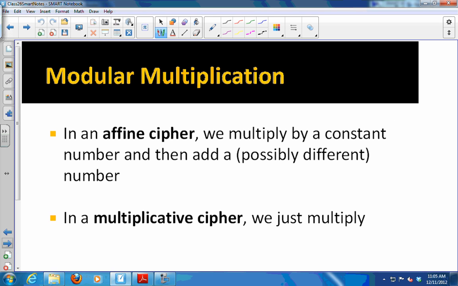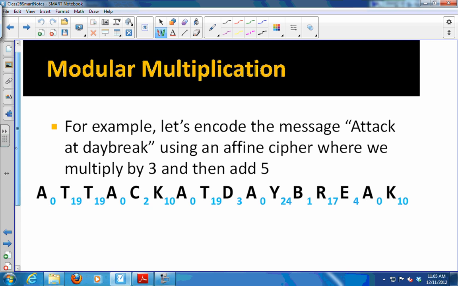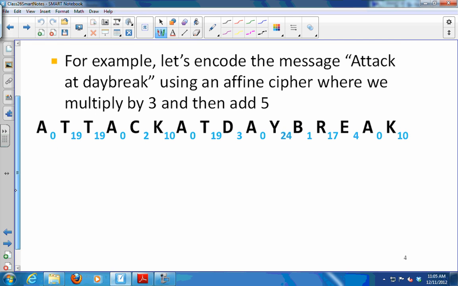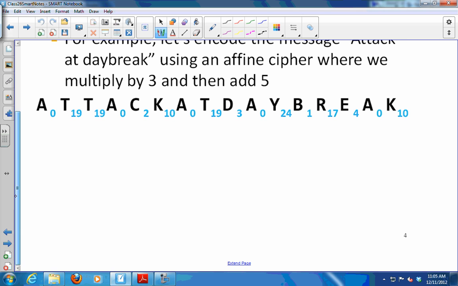So a multiplicative cipher is one where you just multiply, and an affine cipher is where you multiply by a constant number and then add another number, possibly different. So, for example, we'll encode the message attack at daybreak using an affine cipher where you multiply by 3 and then add 5. So I'm going to do it out one step at a time. We'll start by multiplying each of these numbers by 3.